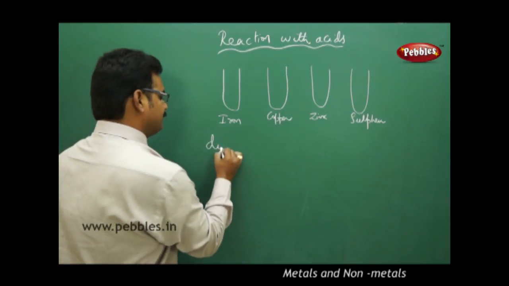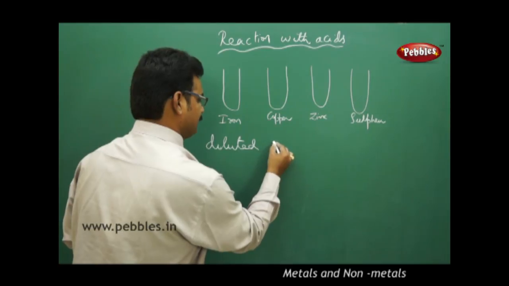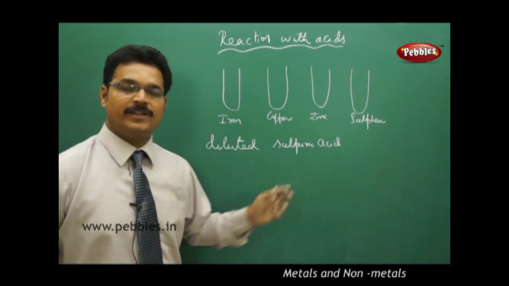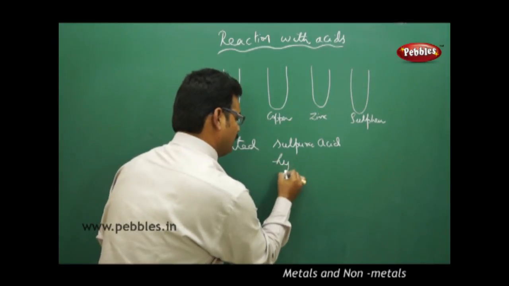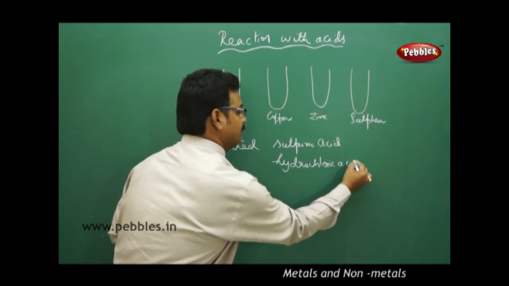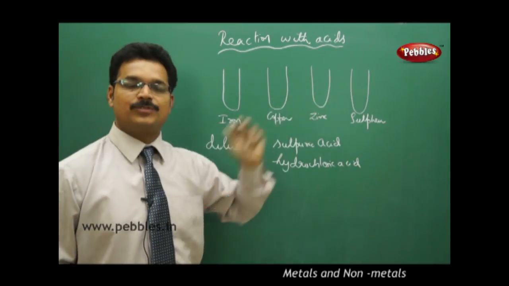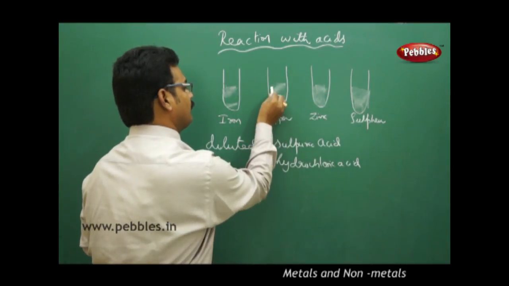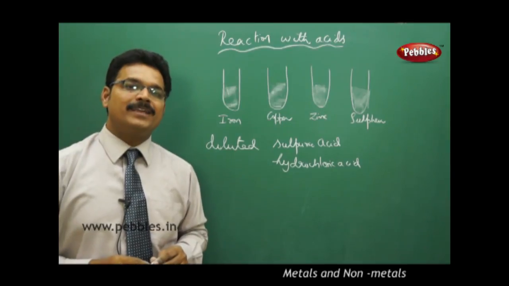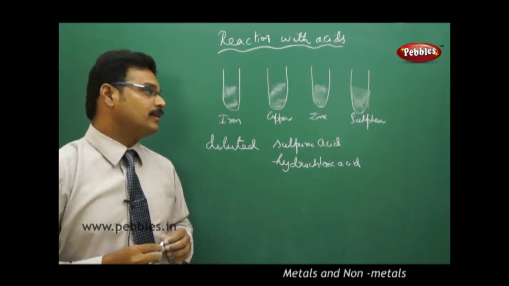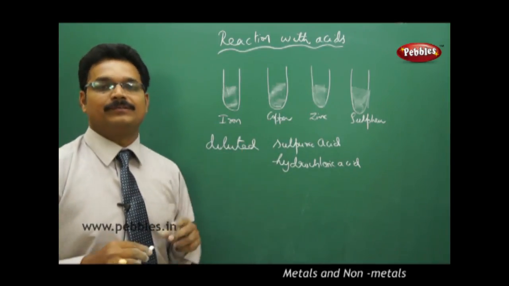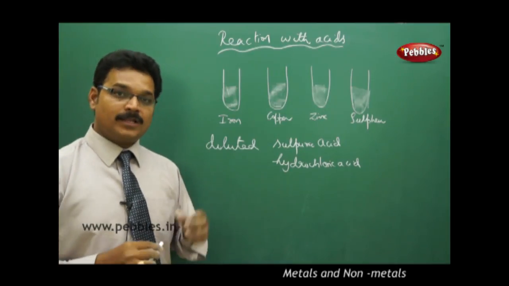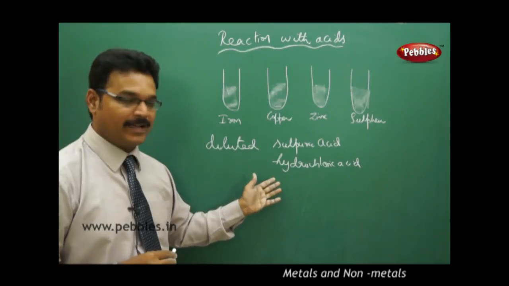Now take diluted sulfuric acid, or you can take diluted hydrochloric acid, no problem, and pour it into the four test tubes and observe what happens. If you have not found any change in the mixture, then gently heat the four test tubes, shake them and check for any changes. If they still do not react, then add concentrated acids like sulfuric acid or hydrochloric acid to the test tubes and check again.